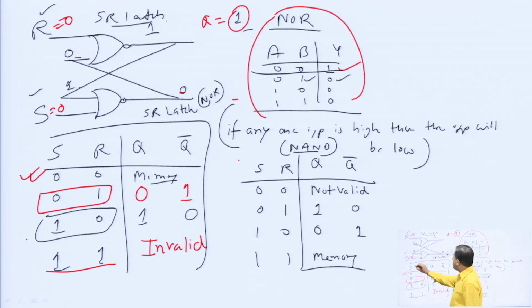Whatever steps we have done for NOR gates, you can check for NAND gates, but the NAND gate behavior is different. For a NAND gate, if any of the inputs is low, then the output will be high. The condition of the NAND gate is different, so according to that you can design the SR latch. So we can design the SR latch using NOR gate or NAND gate. These are the two truth tables.